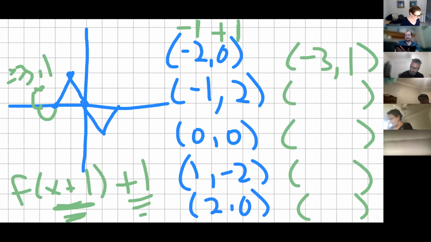And so if we keep the same pattern, -1, 2 should become what? Is it 2, 3? It should be -2. -1 minus 1 is -2. 2 and 1 make 3. And if we do 0, 0, it's going to become what? -1, 1. Yeah, so you're going to do 0 minus 1 is going to be a -1. 0 plus 1 would be +1. Yes.